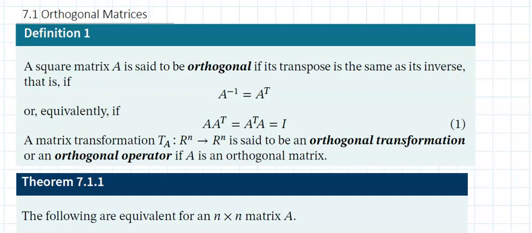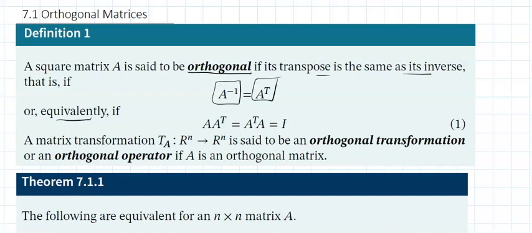7.1 talks about orthogonal matrices. Definition: a square matrix A is said to be orthogonal if its transpose is the same as its inverse. So given matrix A, if I take the inverse and the transpose, I get them to be the same.